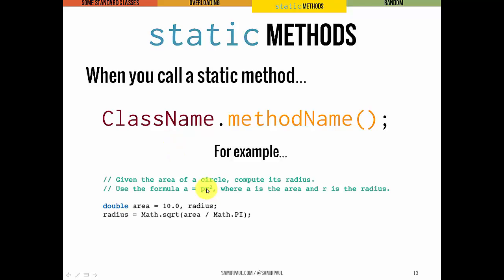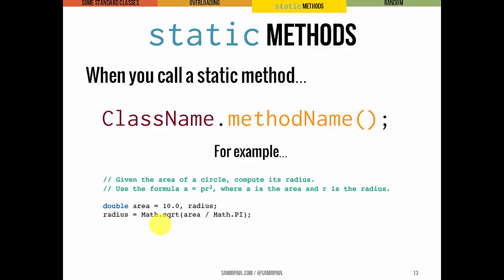If we're given the area of a circle and we want to compute its radius, well, we'll base it off the formula area equals pi r squared. We start by declaring one double called area, and that's initialized to 10 square units, and we'll declare a radius. Well, radius equals math.sqrt of area divided by math.PI.